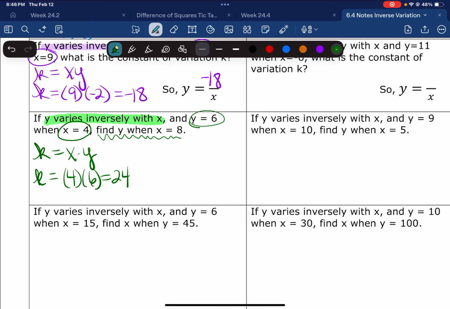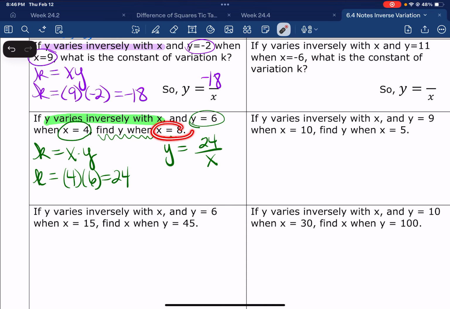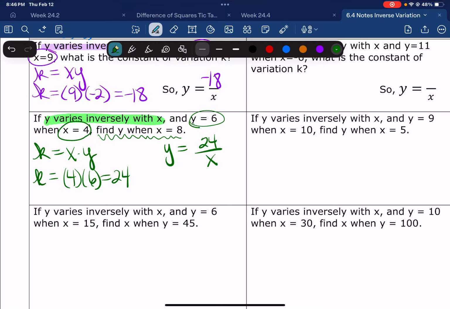So I can set up my equation. Y is equal to 24 divided by our x variable. Okay, so we want to find our y value when our x value is 8. This x value right here. So all I've got to do is sub in this value, this x equals 8, into our equation. So we have y equals 24 divided by 8. What is 24 divided by 8? That's 3. Okay, so when x equals 8, our y value is equal to 3.